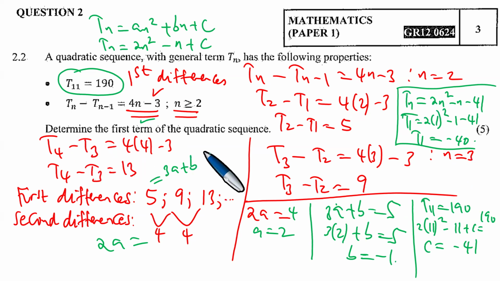So we determine the first term of the quadratic sequence, and therefore we're able to see that the first term is minus 40. It's minus 40. Take a look at that and make sure you understand this. T1 is minus 40.